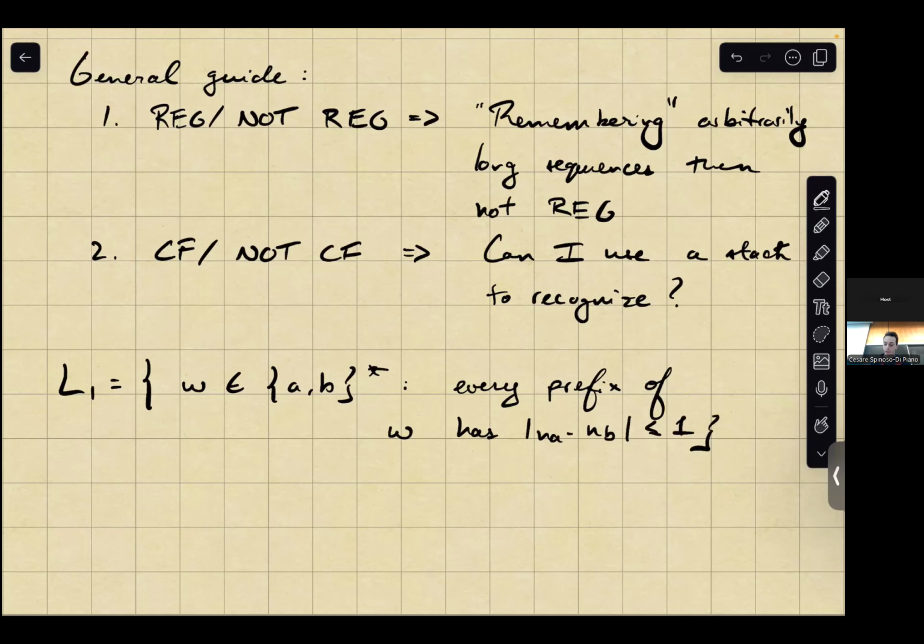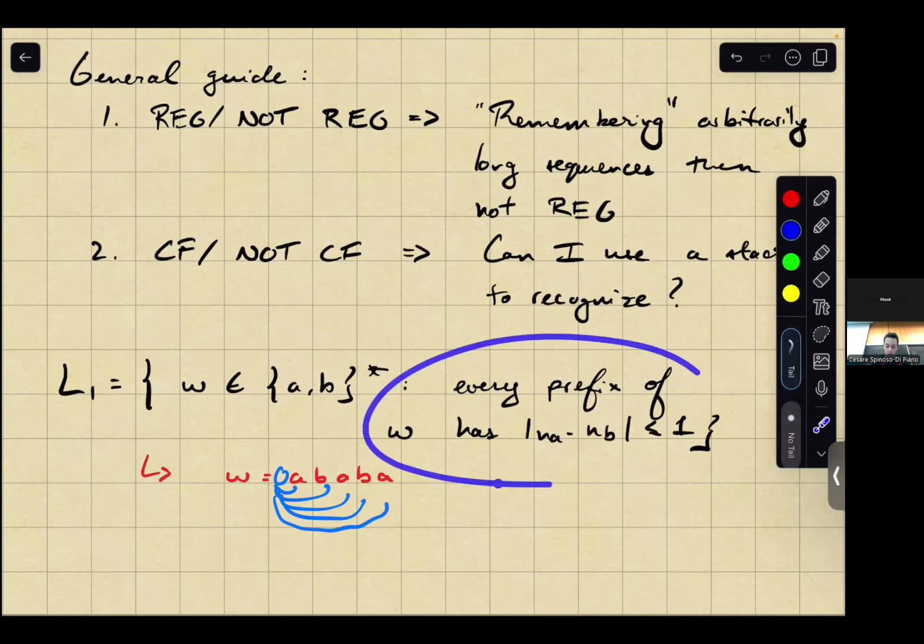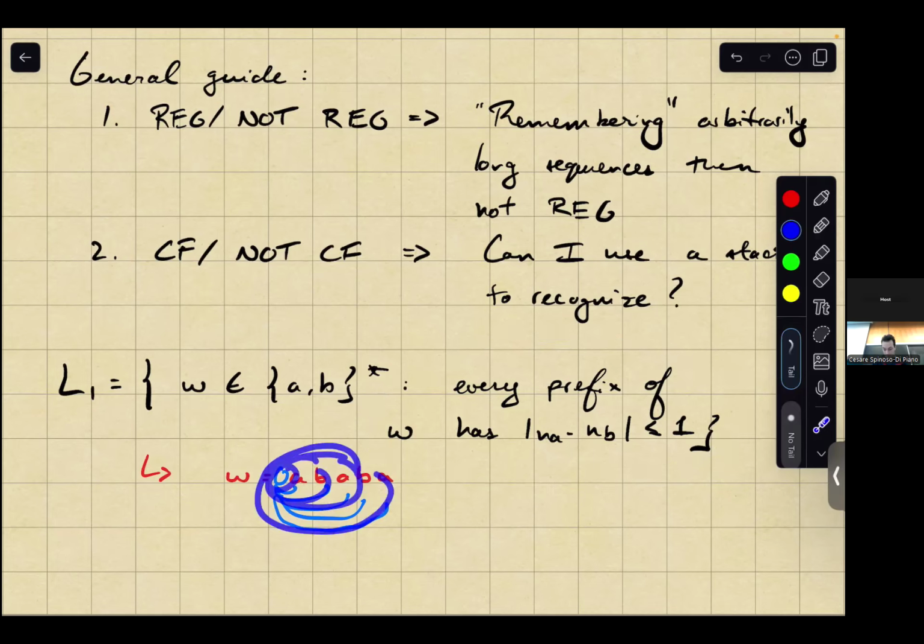To define this a bit more, based on assignment 2 you hopefully know what a prefix is. If I have a string like ababa, then the prefixes of the string are the empty string, a, ab, aba, abab, and then the entire string. The condition in this language is that in each of these prefixes, the difference between the number of A's and B's is at most 1.